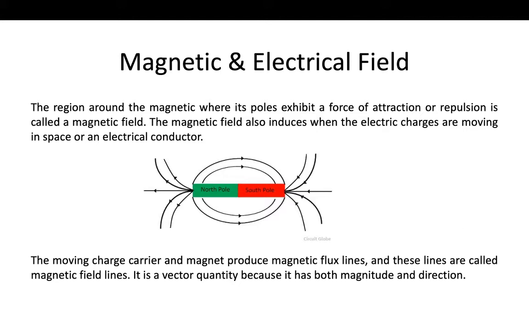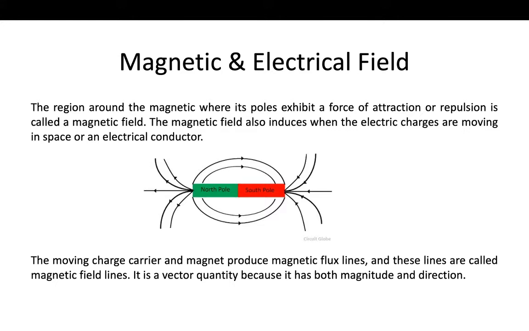In this part we will compare the magnetic and electrical fields. So let's first talk about the magnetic field. In the picture you can see a magnet with a north pole and a south pole, and keeping this picture in mind, let's study the magnetic field theory. The region around the magnet where its poles exhibit a force of attraction or repulsion is called a magnetic field.